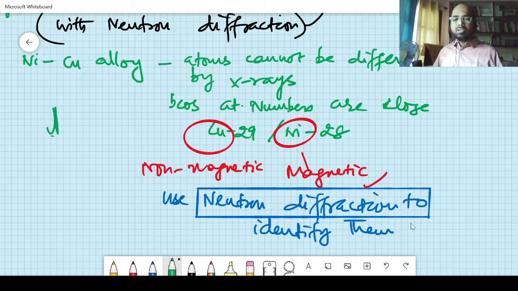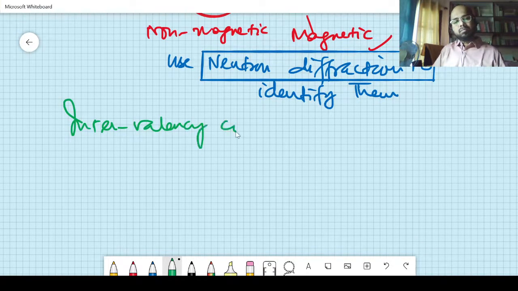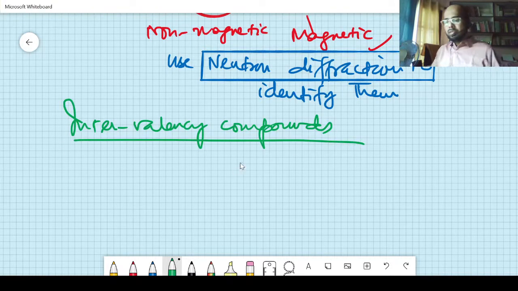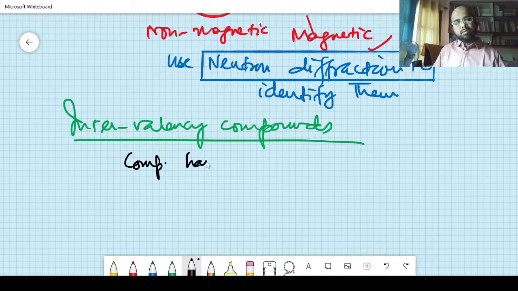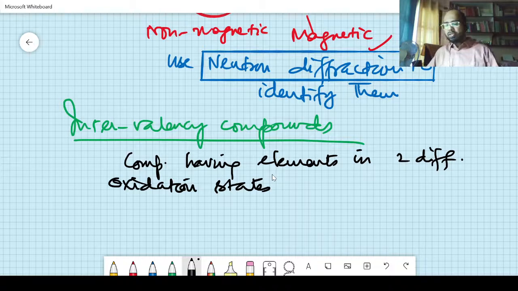And likewise, you are going to see something called intervalency compounds. What is that? A compound containing an element in two different oxidation states is known as an intervalency compound.